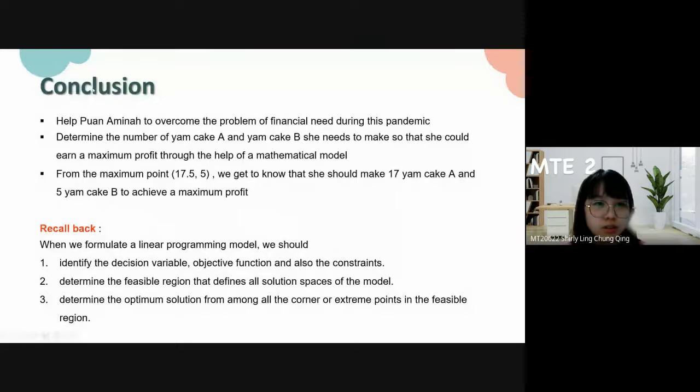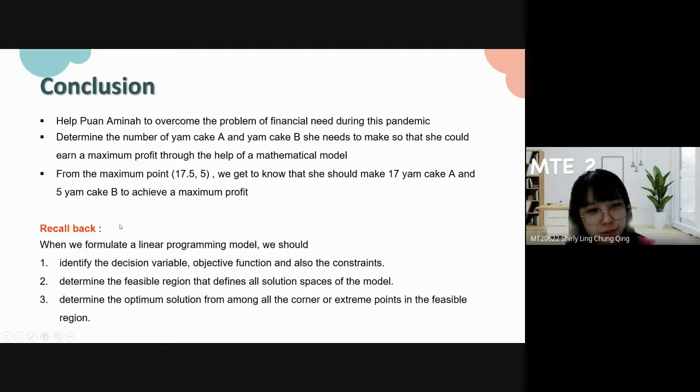In conclusion, linear programming can help Puan Aminah to overcome the problem of financial need during this pandemic because she can determine the number of young cat A and young cat B she needs to make so that she could earn a maximum profit through the help of a mathematical model. From the maximum point 17.5 and 5, we get to know that Puan Aminah should make 17 young cat A and 5 young cat B to achieve a maximum profit.